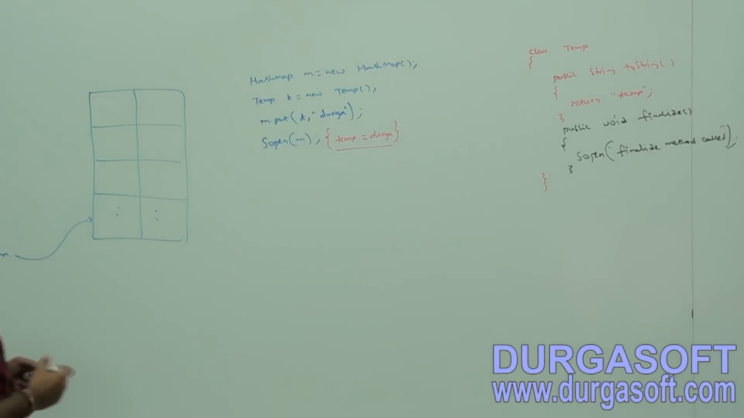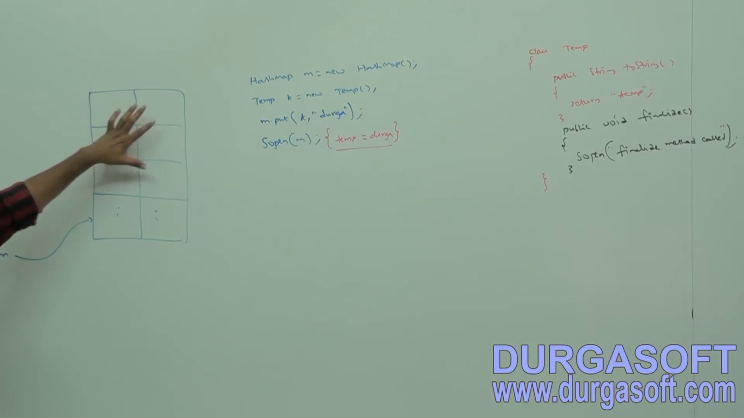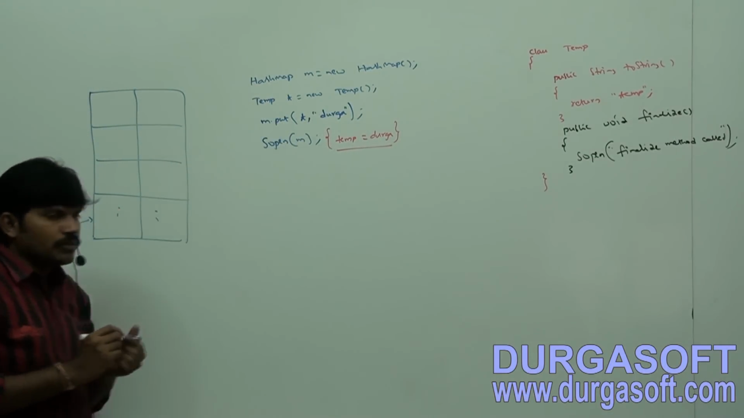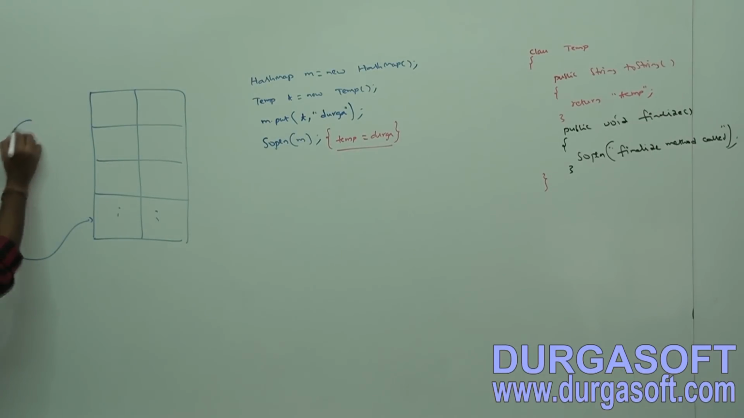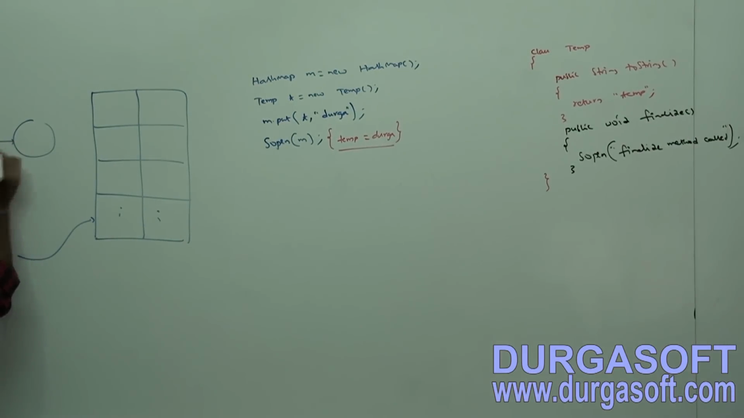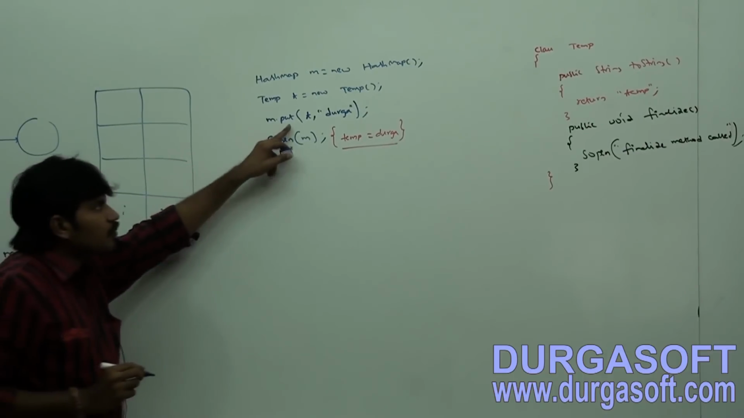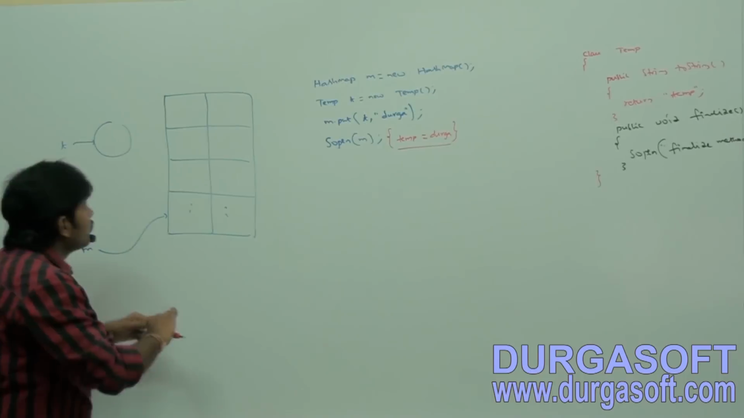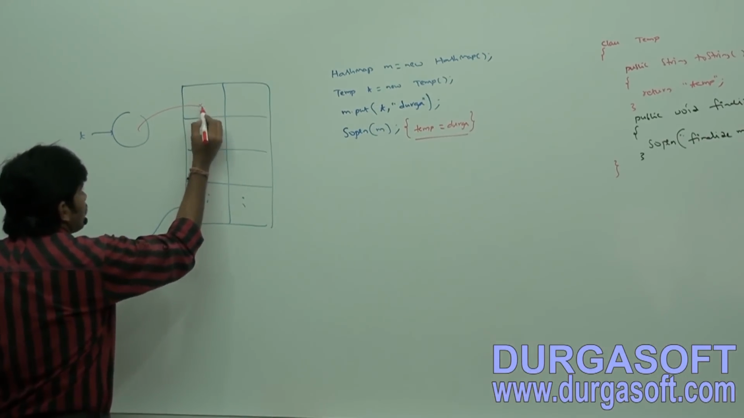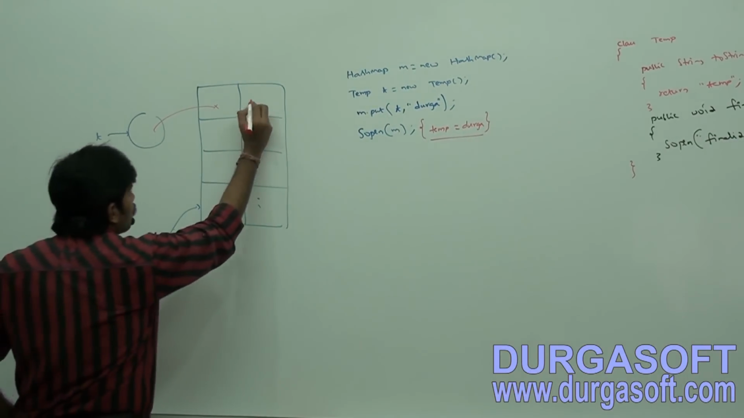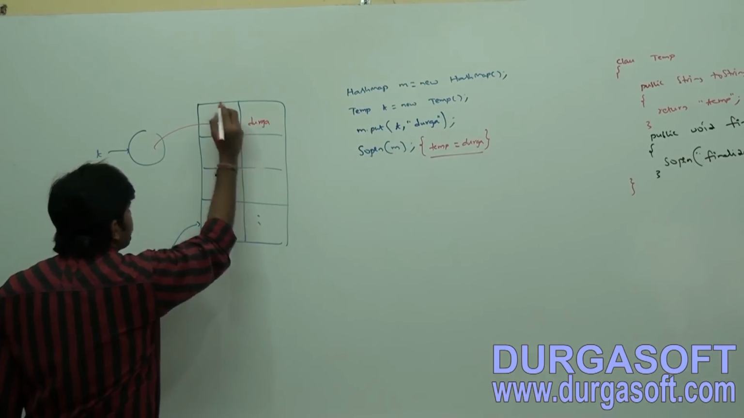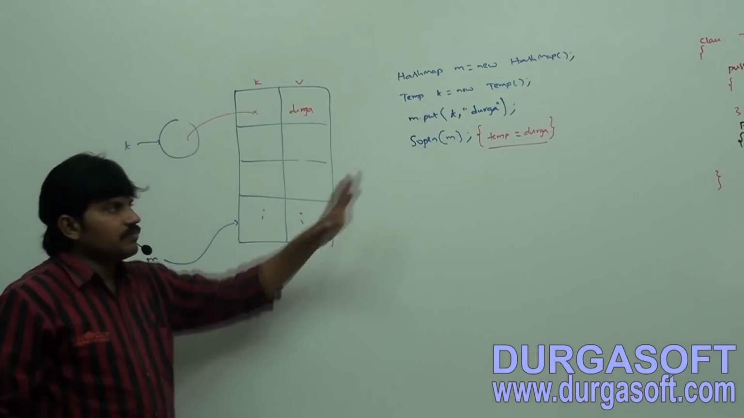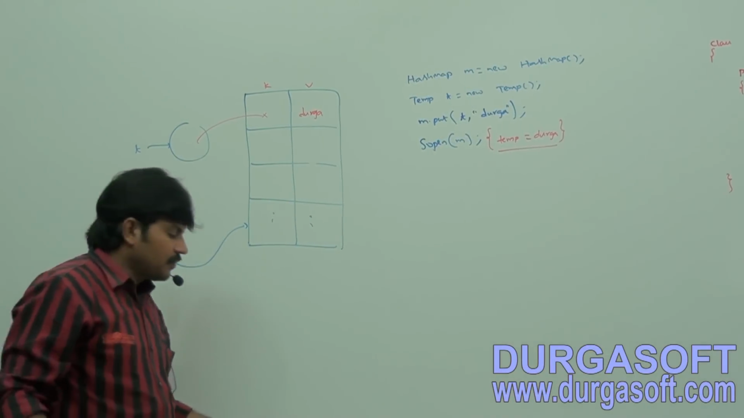Now take a bit of special care. Observe here: the map object, Temp t = new Temp(). I created one temp object. m.put(t, "Durga"). Now this one acts as a key, and Durga is the content, the value. System.out.println(m) gives temp equals Durga.